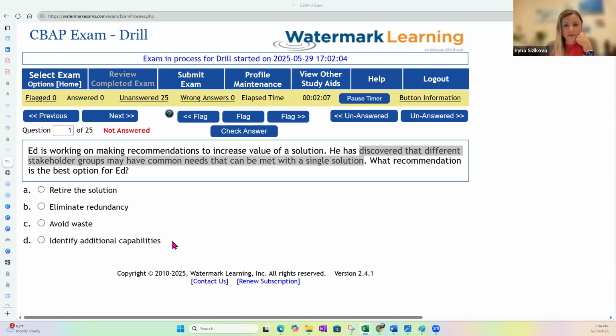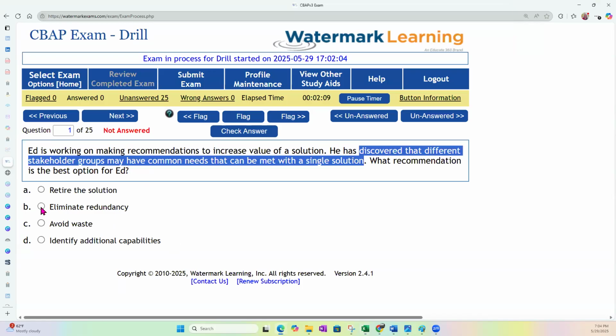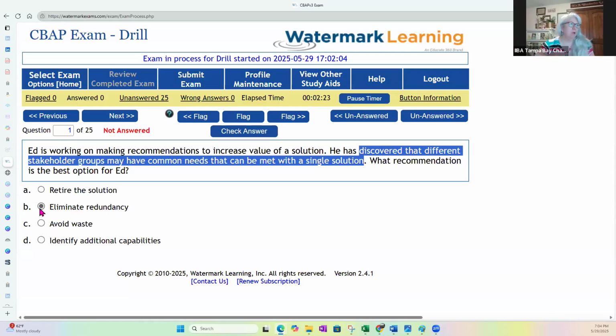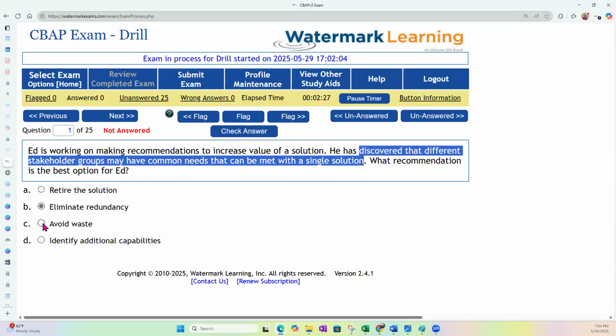Eliminate redundancy. Or maybe avoid waste. I can think about B and C both. So B, eliminate redundancy, is mentioned in the book, I think. That is one of the possible recommendations, as well as avoid waste. Avoid waste is in that same list. Yeah, different goal.